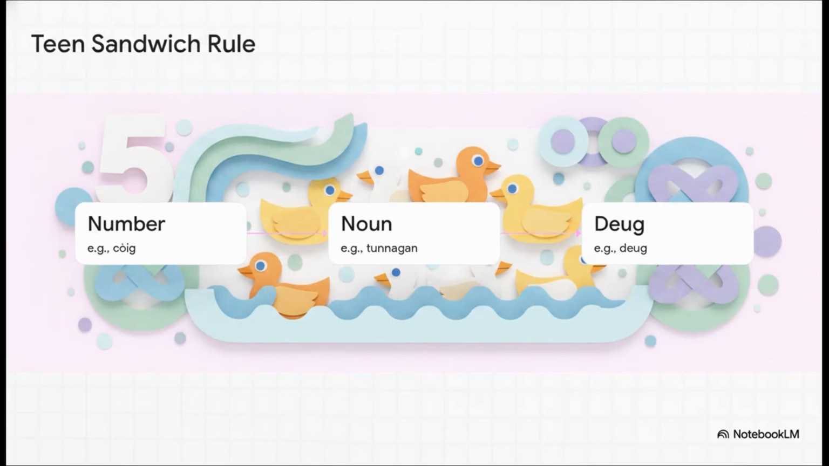Think about it. In English, you just put the number, then the noun. 15 ducks. Easy. But in Gaelic, the noun physically goes right inside the teen number. Here's the formula. Step 1, your base number. Let's say coig for 5. Step 2, the thing you're counting, like tunagan for ducks. Step 3, the word dug, which is basically the teen part. Put it together, and 15 ducks becomes coig, tunagan, dug. Number, noun, dug. An actual sandwich.